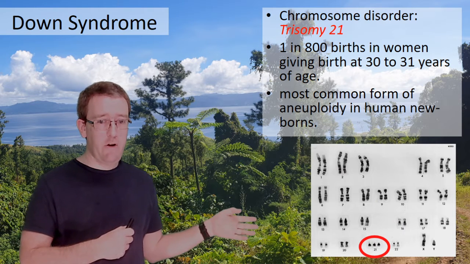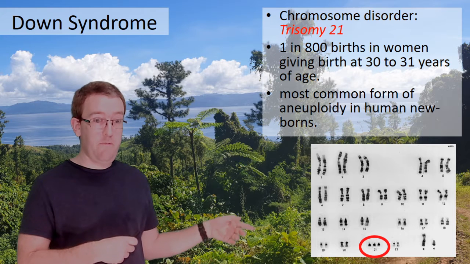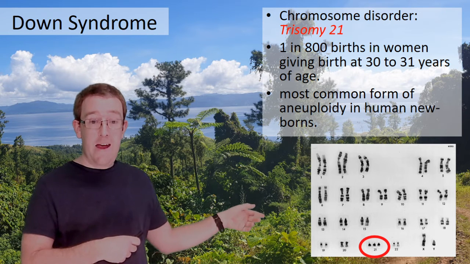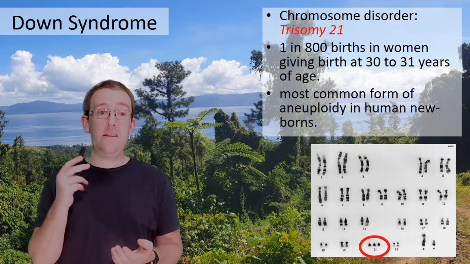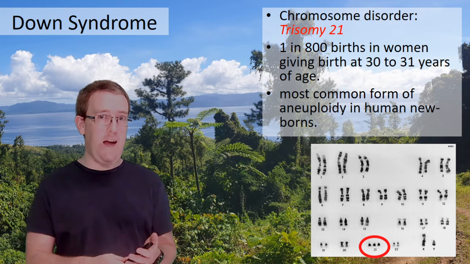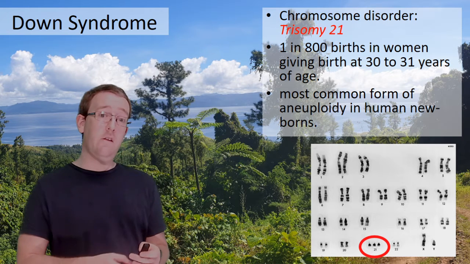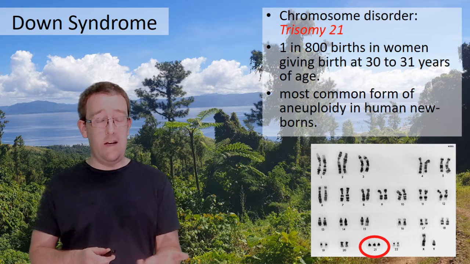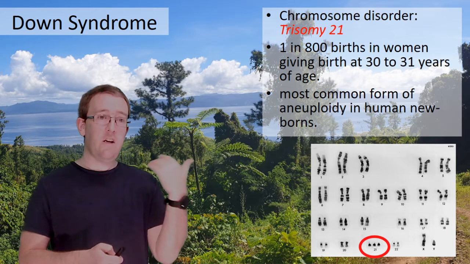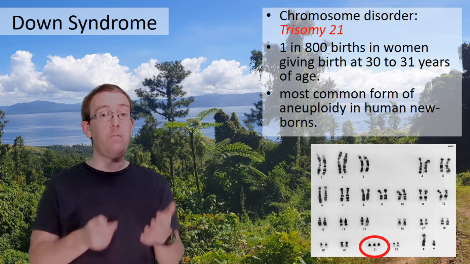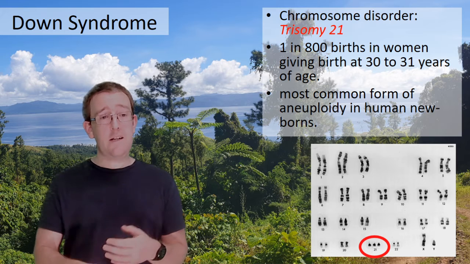The idea here, look, chromosome 21 is a triplet there, and you can also tell from this picture here, this is a male because there's an XY chromosome, so this is a Down syndrome suffering boy. And this is strongly associated with maternal age, the age of the mother. So 1 in 800 births to women giving birth at 30 to 31 years of age comes with Down syndrome. So it's associated with increasing maternal age, increased risk of Down syndrome, and it's the most common form of aneuploidy in human newborns. Right, so that's us for today.